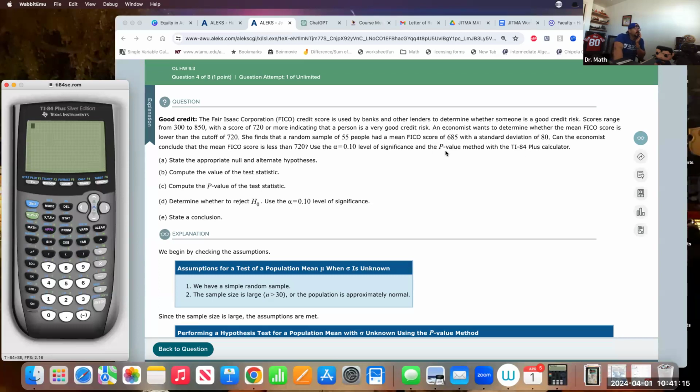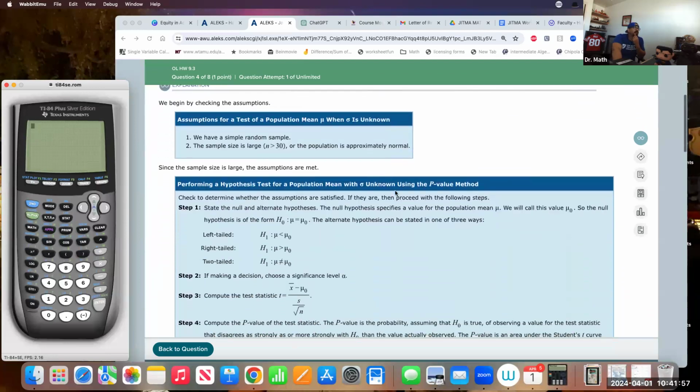So notice our mu is going to be 720. Our X bar, because that's what we're comparing to, is going to be 685. Our sample standard deviation is 80, and we had a sample size of 55 people. And this is going to be a left tail, because it says less than 720. So this is a one-tail test. What that means is when I plug this 0.10 into the calculator, I do not have to divide it by 2. I only divide by 2 when I have a two-tail test.